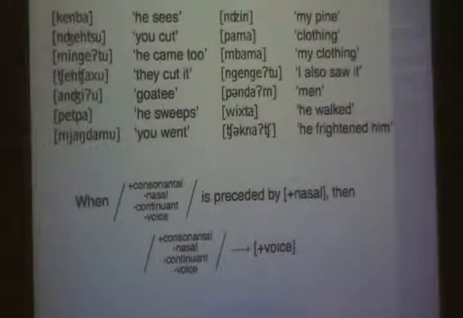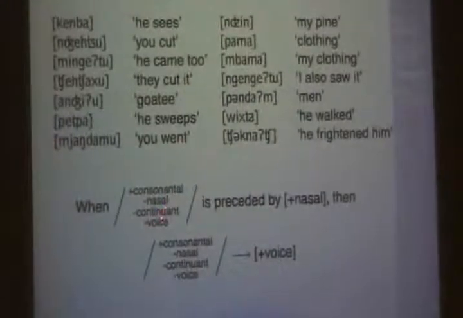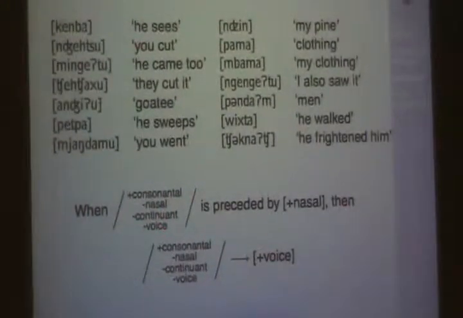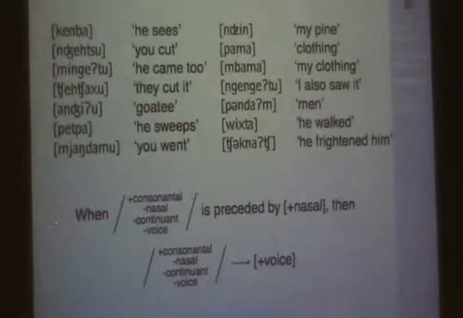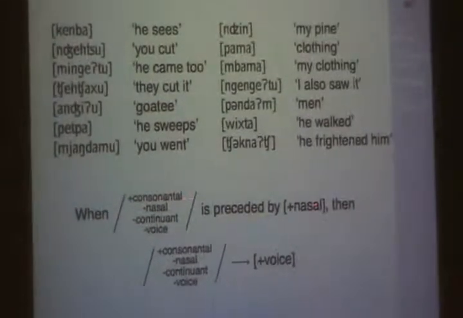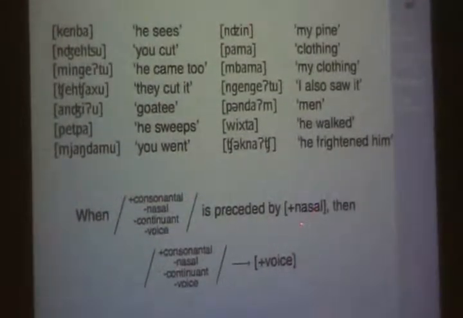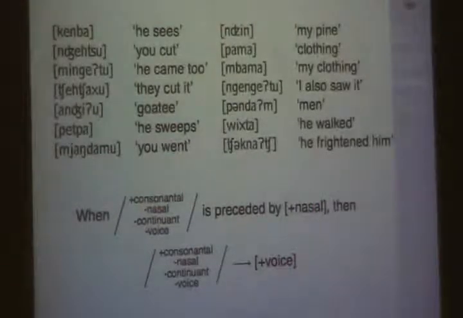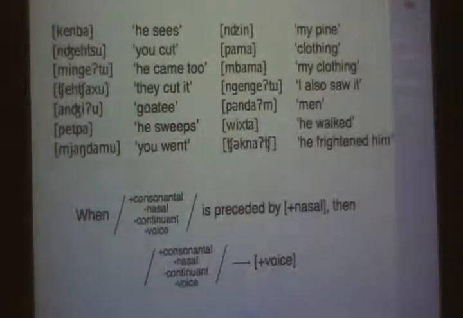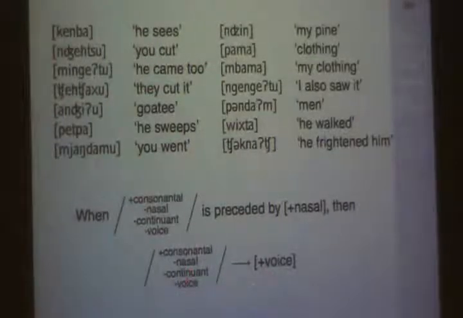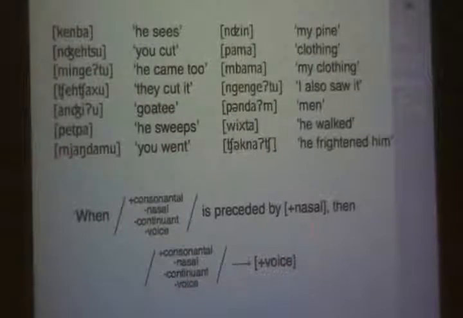There's the rule. The plus consonantal, minus nasal, minus continuant, minus voice things, that list of things, when it's preceded by something that's plus nasal, or maybe plus nasal plus sonorant, either one would work, they change their value for voicing from minus to plus when that happens. They become the other group.